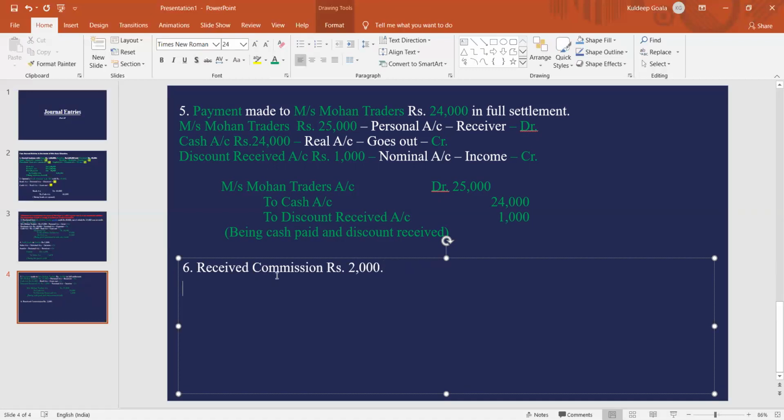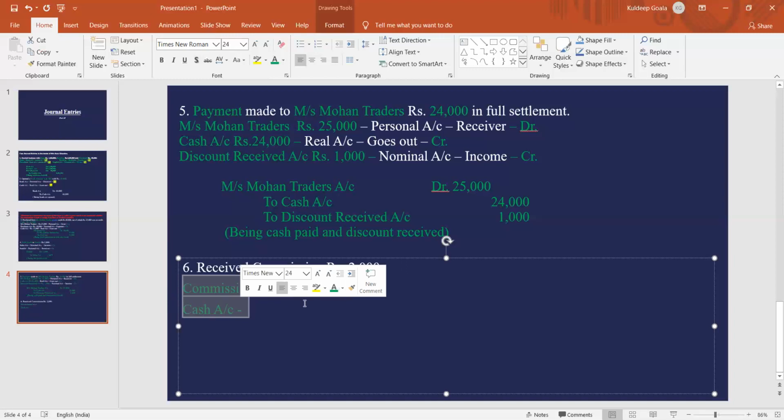So let's see what are the items first. First item is commission itself, and after that the next item is cash. Whenever you get commission, you can refer to it as commission received or only commission also, there's no problem. Commission received is a more perfect one. If you write only commission, then also it is not wrong. So what are the items we got? One is the cash and one was the commission.